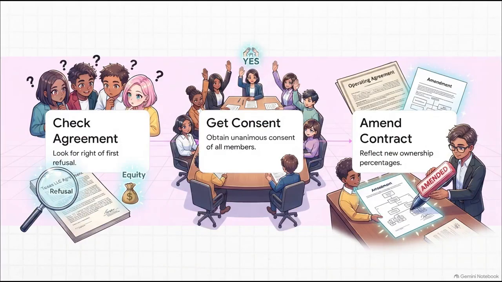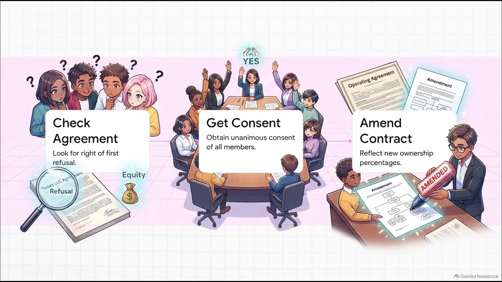So how does that flexibility translate to reality? According to the statutory defaults, formally authorizing a new member internally requires a pretty precise sequence. First up, check your existing agreement. Does it have a right of first refusal or a right of first offer? If it does, your existing members might actually have the right to buy equity before it's ever offered to an outsider.